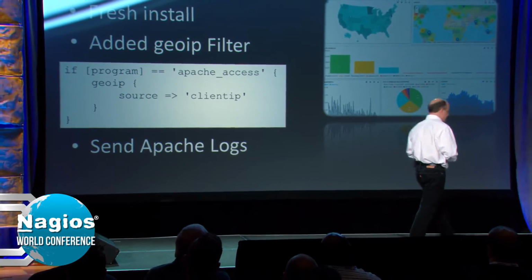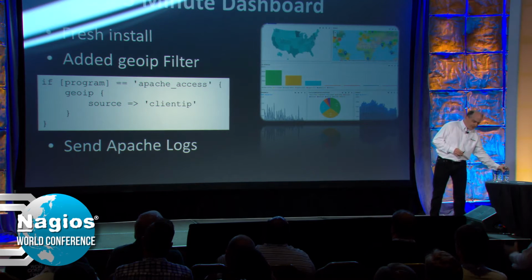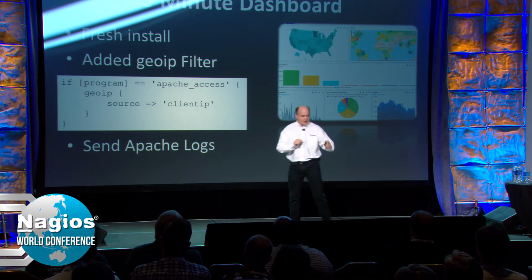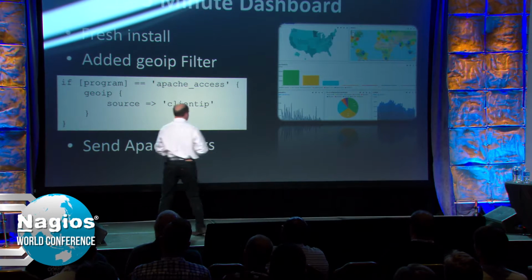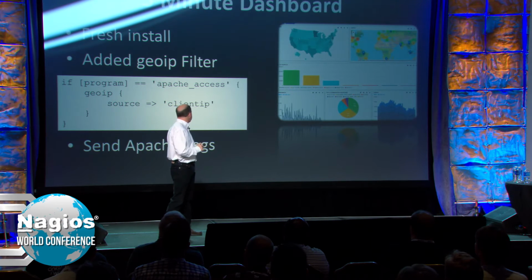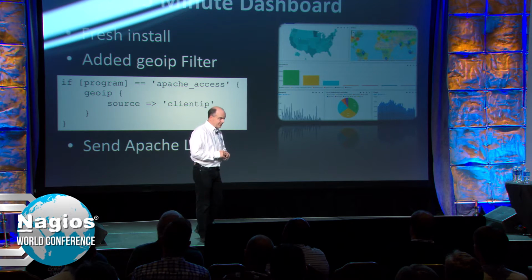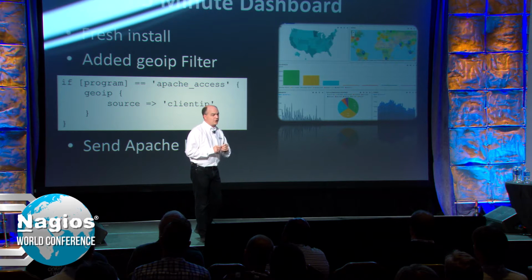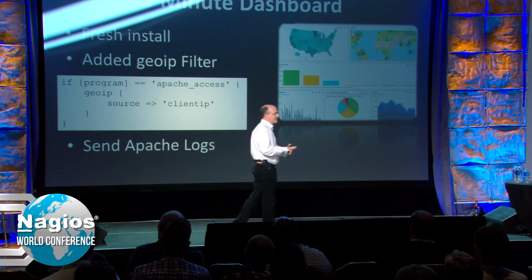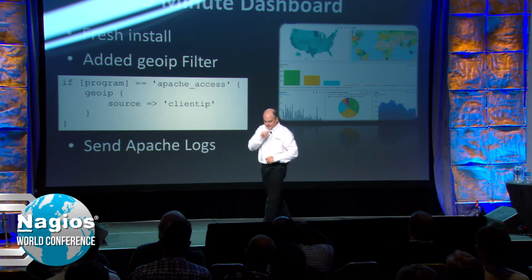I started out with a fresh install of Nagios Log Server. I added a filter section in the GeoIP filters, which I'll show you where you can add those later. It looks like this. This is a Logstash filter configuration, but it says if the program is marked as Apache Access, we're going to apply the GeoIP filter to the client IP address field. That's going to take your client IP, run it through a GeoIP database, and explode that data out into country, region, city, latitude and longitude, et cetera. Then we're going to add all of those fields into the data so we can make things useful.